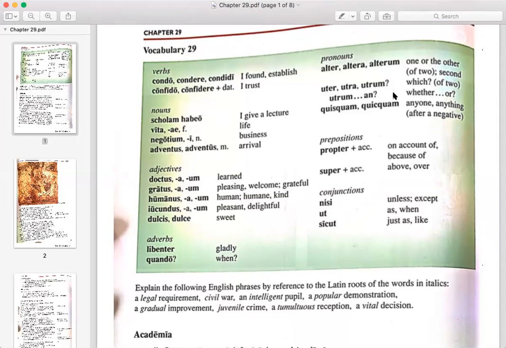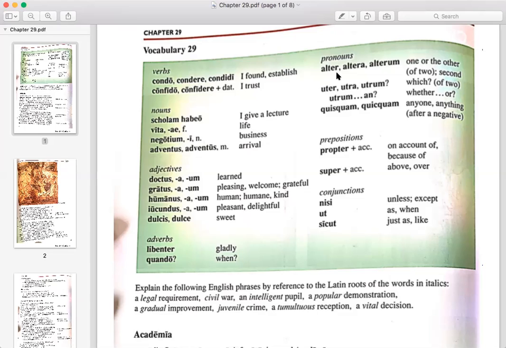So this chapter doesn't necessarily cover any new grammatical constructions. They're just giving you some new vocabulary that perhaps you have seen in the past, and now they're going to expect you to be able to recognize it in different declensions and different genders.